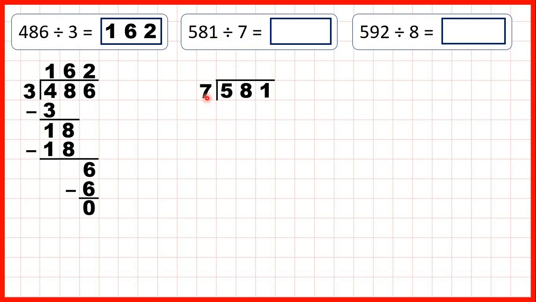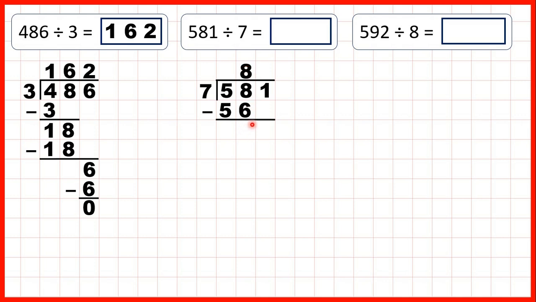Now we have 581 divided by 7. Well, 5 is less than 7, and when the first digit is less than the divisor, what we can do is take the first 2 digits together and divide 58 by 7. So we need a number in the 7 times table which is as close to 58 as possible, but not more than 58. Well, 56 is in the 7 times table, and because 56 is 8 times 7, we can write an 8 in our answer line.